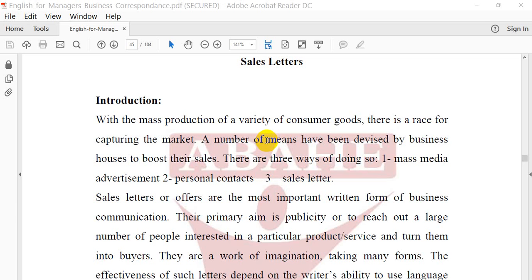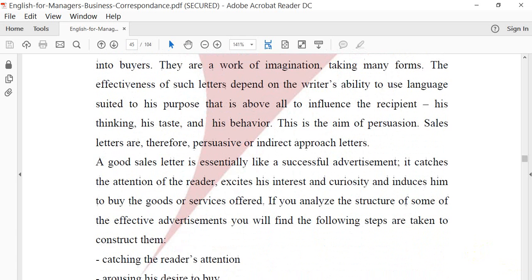In conclusion, about the introduction to sales letters: how do you make the reader of your sales letter a customer, how do you convert the reader into a customer, and how does he feel that he needs this product? What are the ways to make a successful sales letter? Let's go to the next page, page 46.